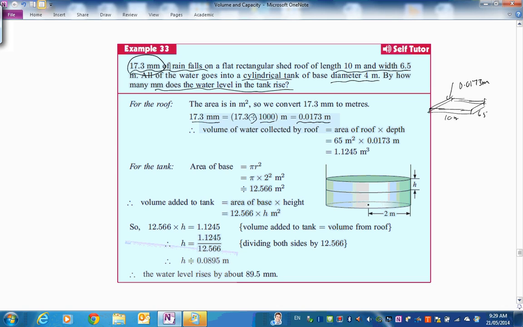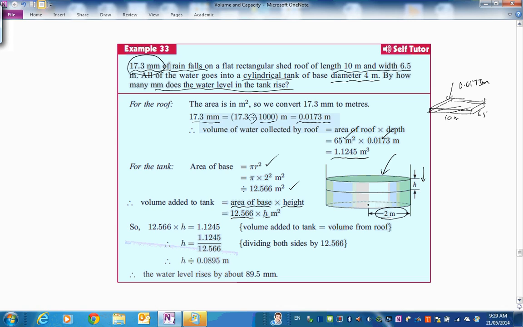So the volume is the area of the roof, which is 10 by 6.5 square metres, times the depth. That's how many cubic metres we've got. So now that's going to go into this tank. The area of the base of the tank is pi r squared, so the radius is that, so it's pi by 2 squared square metres. Okay, so that's the area. Now, we don't know how much it's going to fill up, that h there, so let's work the volume out. The volume would be the area of the base times the height, so it's that 12.56 times h cubic metres.